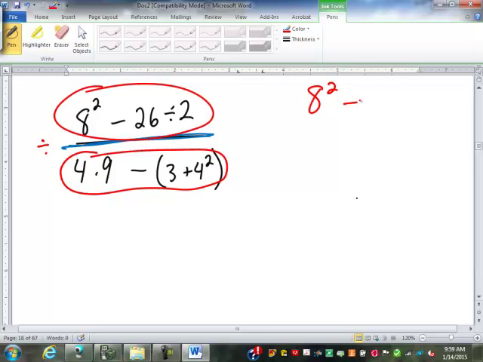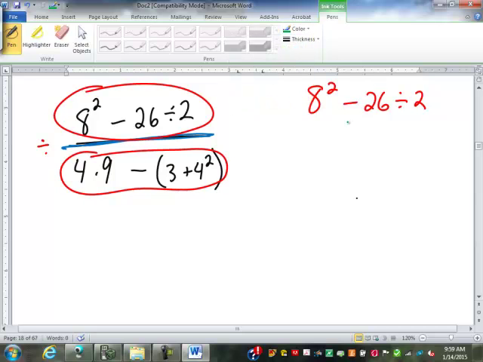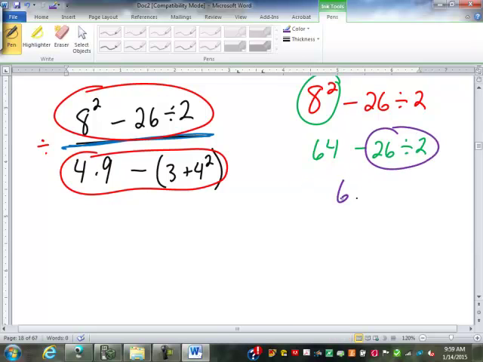So on top, do we have any other enclosing symbols on top? No. Any exponents? Yes, we do. 8 squared is 64. Any other exponents? No. Multiplication or division? Yes. 26 divided by 2 is 13. 64 minus 13 is 51.